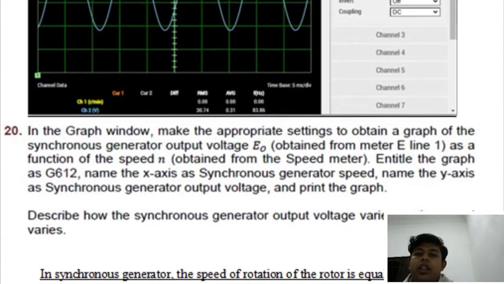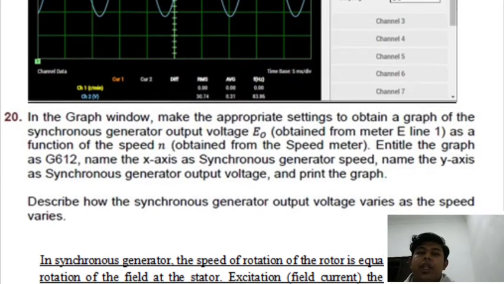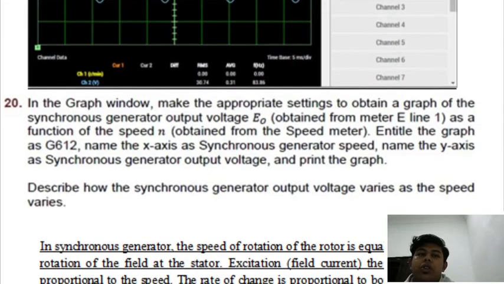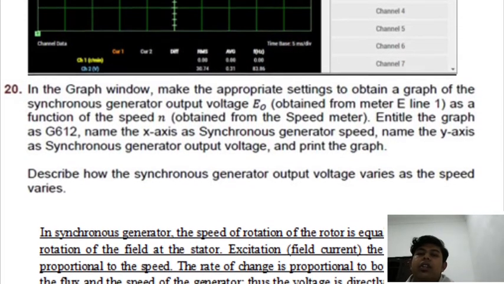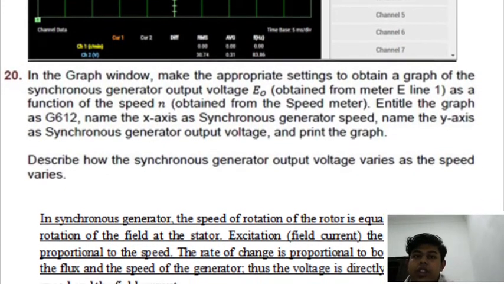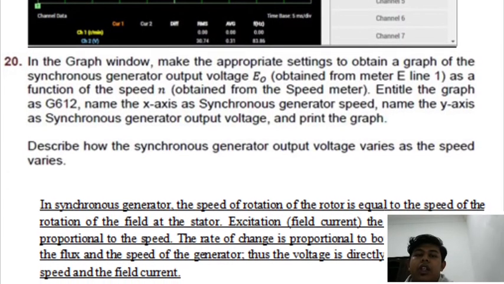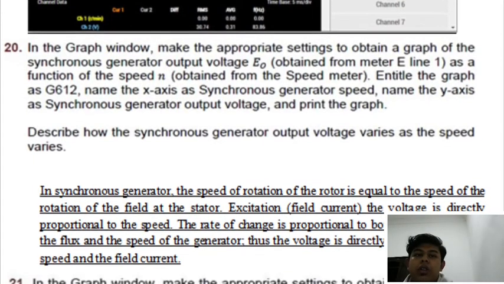Okay, in a synchronous generator, the speed of rotation of the rotor is equal to the speed of the rotation of the field at the stator. At constant excitation field current, the voltage is directly proportional to the speed. The rate of change is proportional to both the magnitude of the flux and the speed of the generator. Thus, the voltage is directly proportional to the speed and the field current.